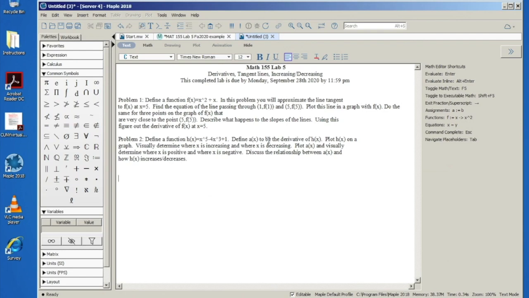All right, welcome back everybody to Math 155, lab number 5. Today we'll be talking about derivatives, tangent lines, and we will determine when the graph of a function is increasing or decreasing visually.